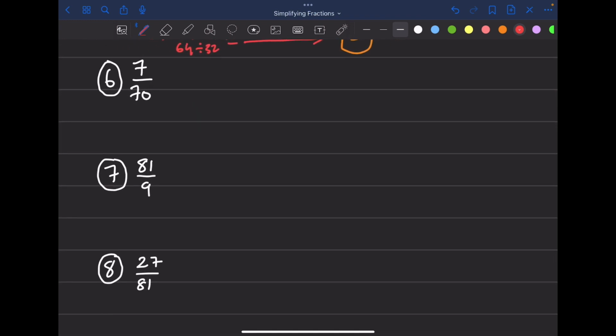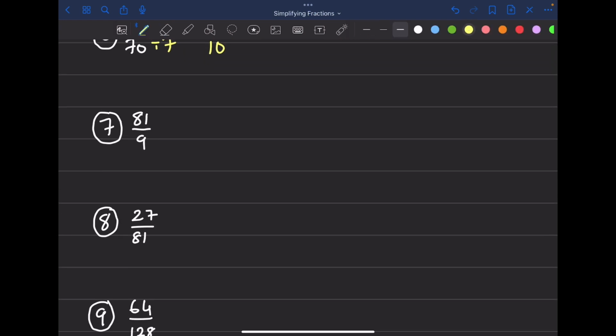Okay, question number 6. We can already tell that both of these are multiples of 7 because they have a 7 and 70. We know that 70 is 7 times 10, so this one is a bit more obvious. But yeah, so divide top and bottom by 7. We get that 7 divided by 7 is 1. 70 divided by 7 is 10. So that's it. We are done this question.